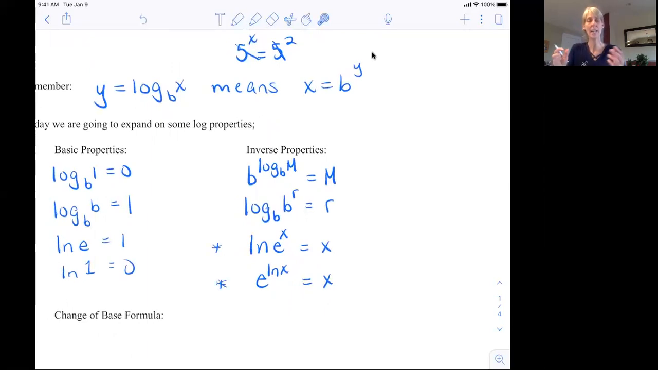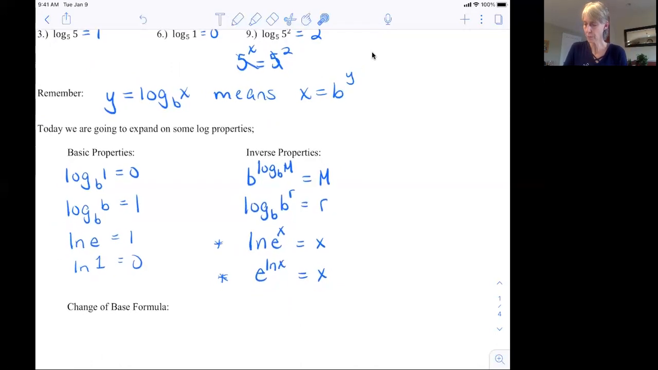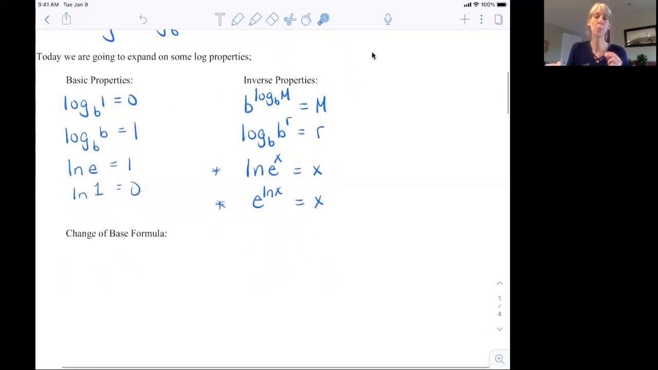And again, that concept of inverse, well, the ln and the e are going to undo each other, e to the ln. I'm sorry, yeah. Well, ln of e is just one, and e to the ln, anytime you have these two like that, they're going to undo each other. The last property we're going to put in our notes today is the change of base formula.